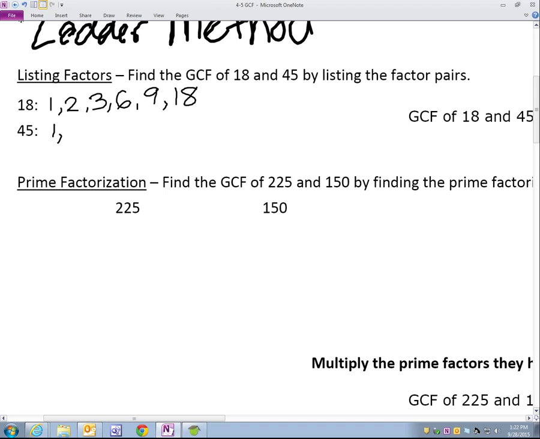So it is not even, so it isn't divisible by 2. It does go into 3, 15. Okay? It does not go into 4. It does go into 5. It does not go into 6. It does not go into 7.